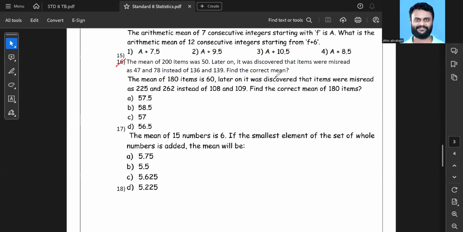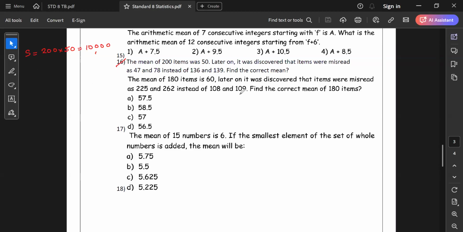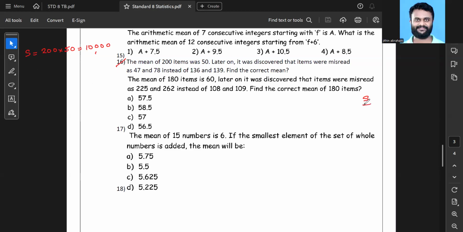Now, the mean is basically calculated with the help of the sum, right? There are 200 items. If the average is 50, then the sum initially calculated is 200 multiplied by 50. Do you agree with this? If you have any doubt, you can ask, not a problem. It's a very simple logic. Sum divided by number of items is equal to average.